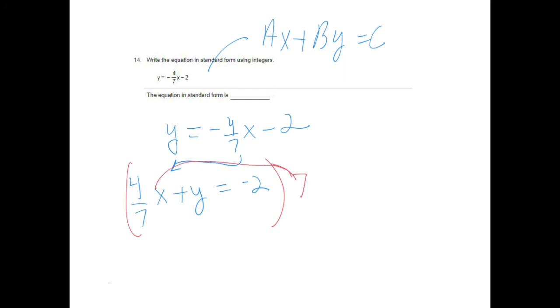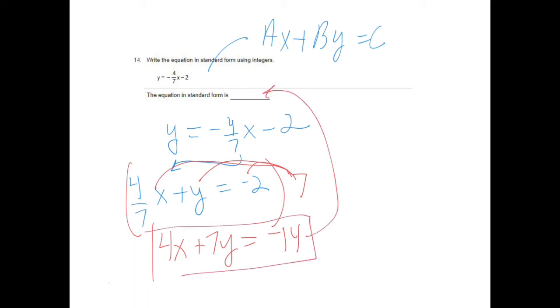Remember, I've got to multiply everything in the equation. And so then my answer is going to be 4x plus 7y equals -14. And that would be my answer in standard form.